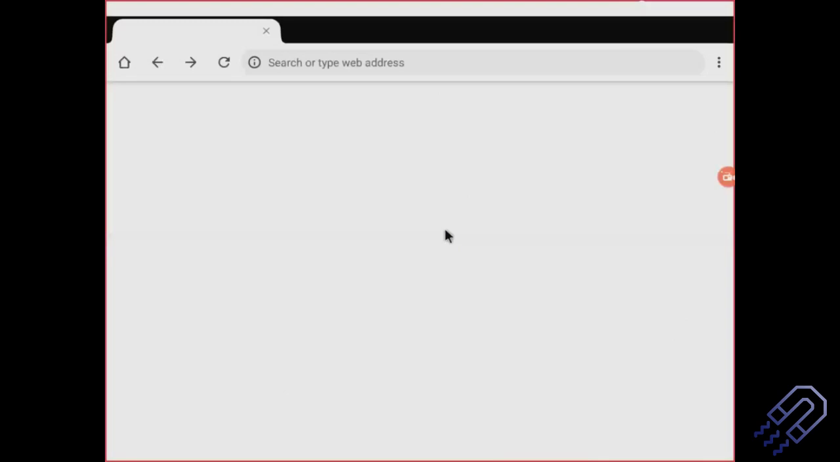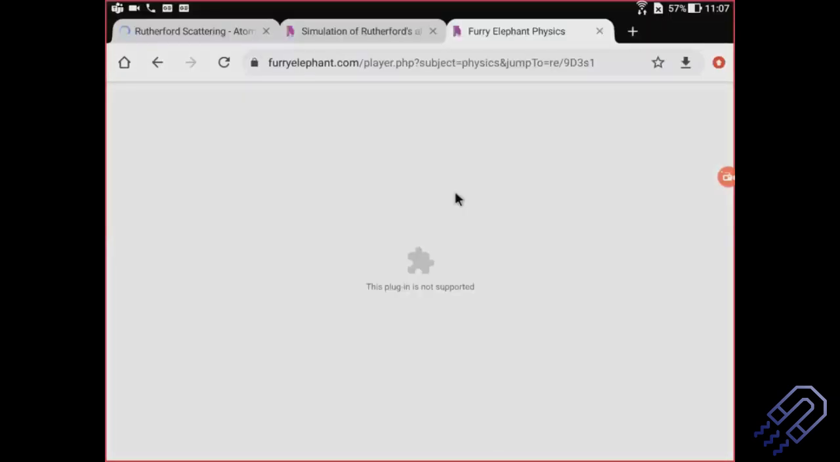Okay, the internet is quite fast, so let's try this animation. Okay, this plugin is not supported. My laptop doesn't support this. Anyway, not my laptop, my mobile rather. It has an issue with the plugin not being supported. Anyway, we cannot really go too far then.